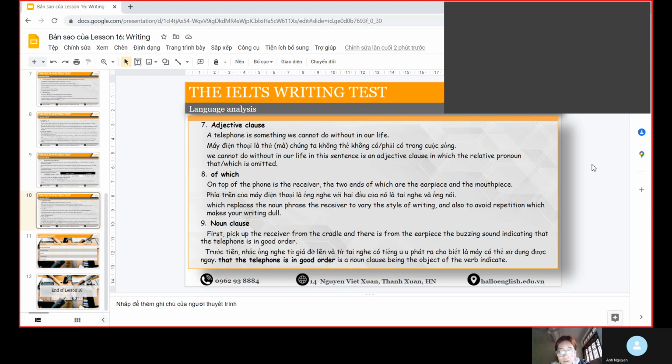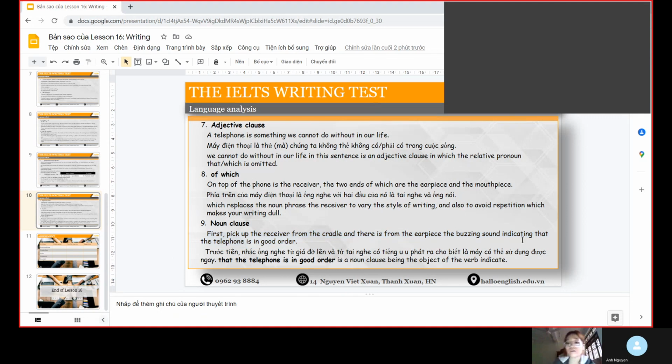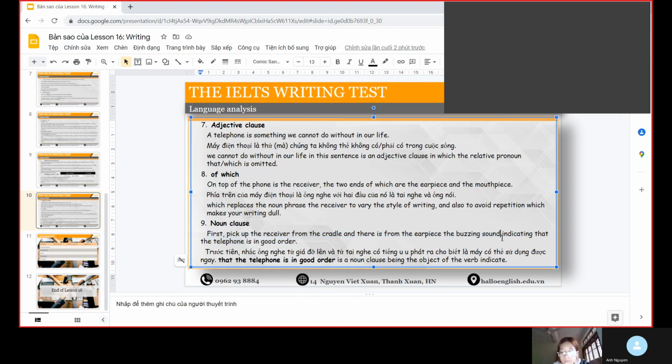Okay, to avoid repetition. And the last one, noun clause. First, pick up the receiver from the cradle and there is from the earpiece the buzzing sound indicating that the telephone is in good order. Here, indicating that the telephone is in good order is the noun clause.